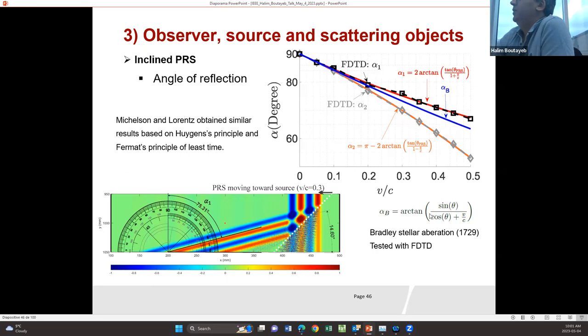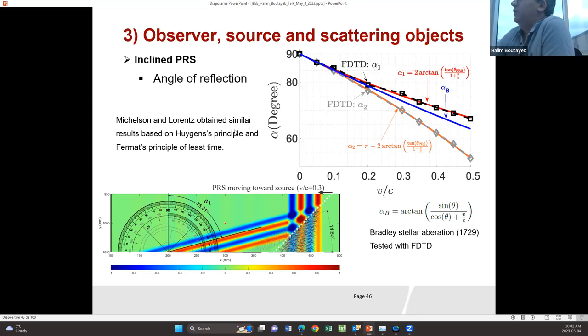Alpha B is actually the Bradley stellar aberration that he found in 1729. For example, if the plane wave source is inclined and has a beam at a certain angle, and it is moving, then the observer will see it at another angle, and that is the angle given by the Bradley stellar aberration. This is the effect that we see when we see light coming from a star.